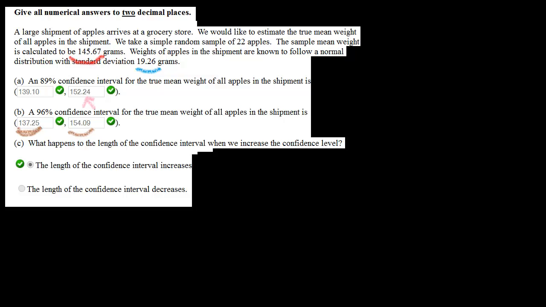I have here a question on confidence intervals. To solve this question, you need to have some knowledge on normal distributions and making use of the standard normal probability table. Now let's get started.